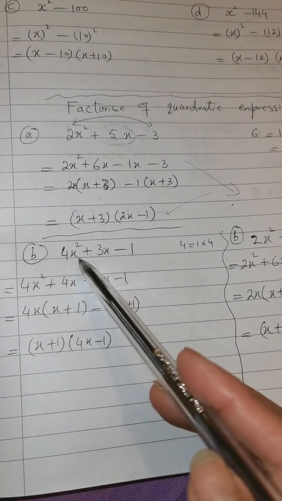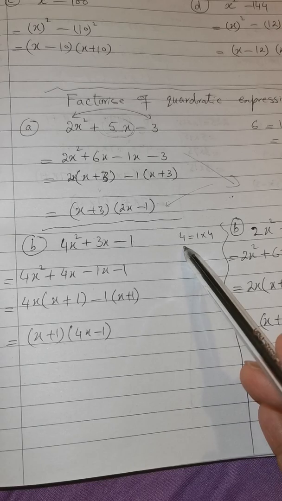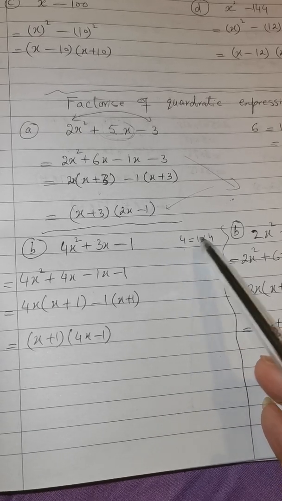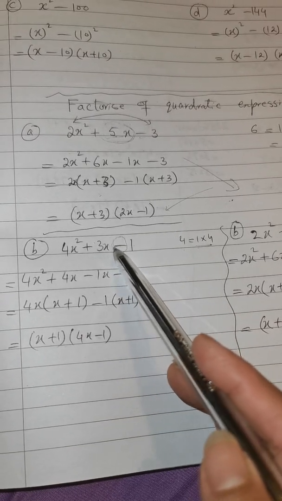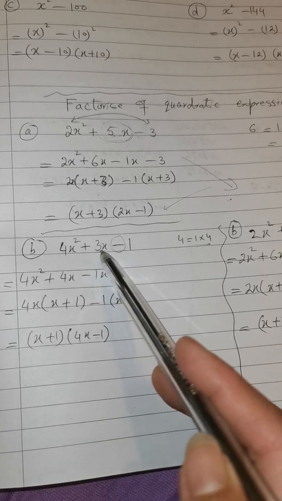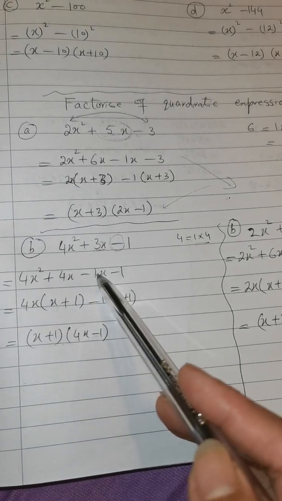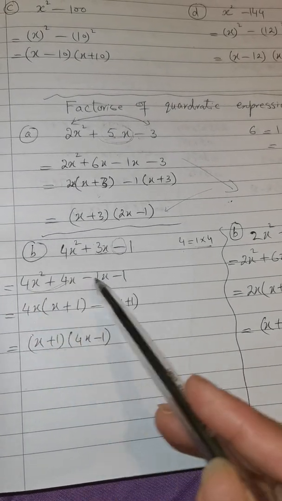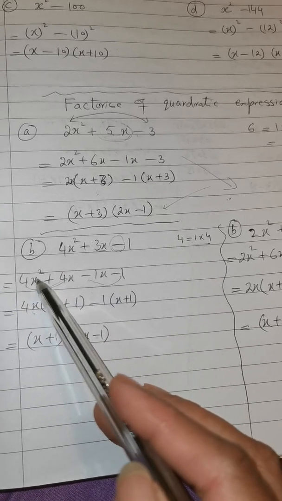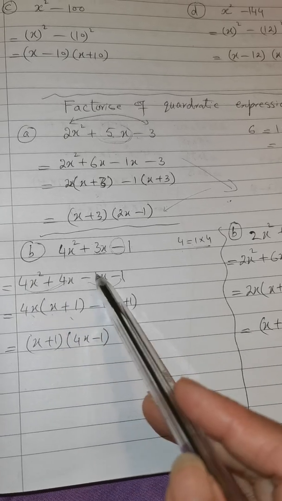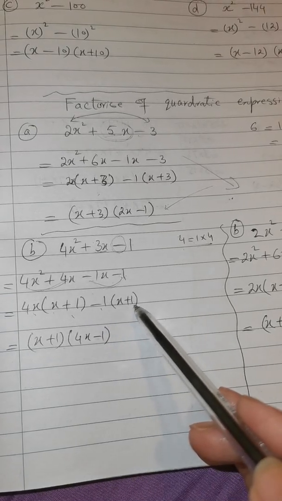Next, again the coefficient of x square is something instead of 1, so 4 multiplied by 1 will give you 4. Make possible factors of 4, which I have made here, and this minus sign will tell me that I will choose those factors whose subtraction will give me 3. So 4 minus 1 will give me 3. So I split it up here and then make a pair of this and a pair of this.